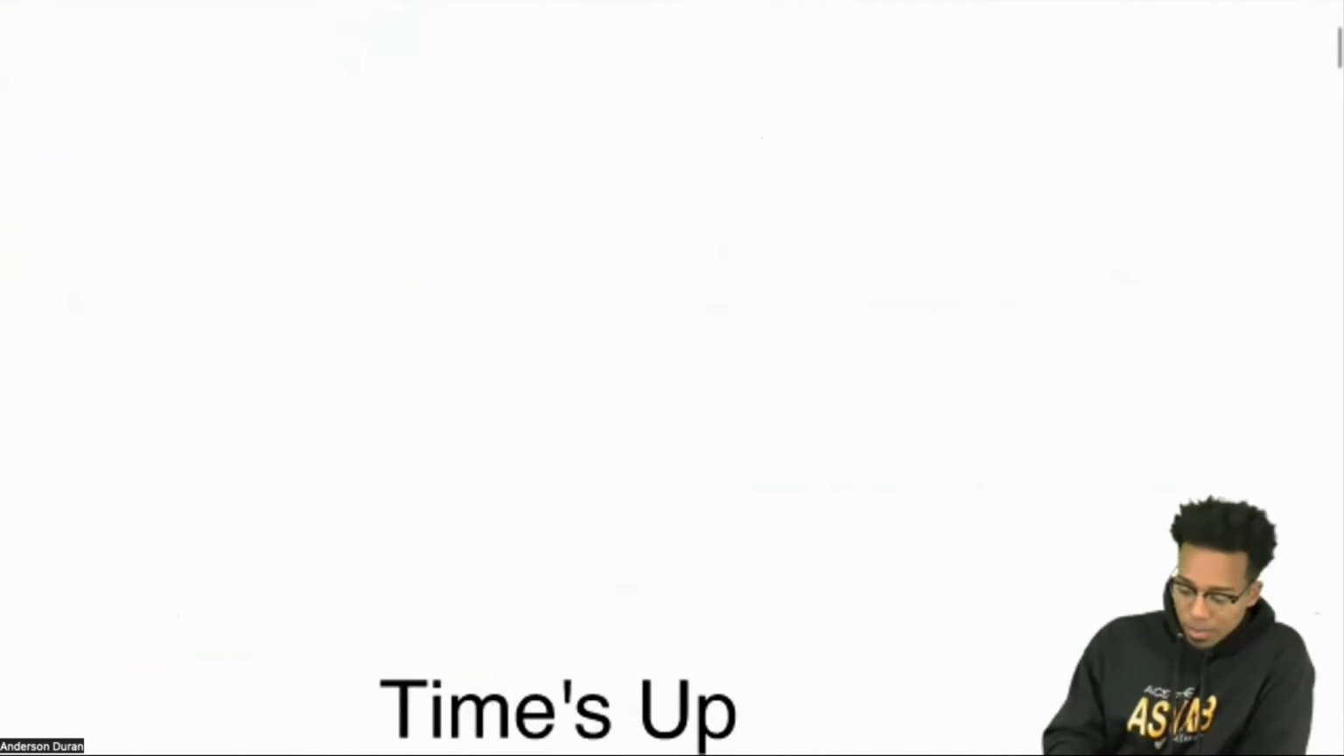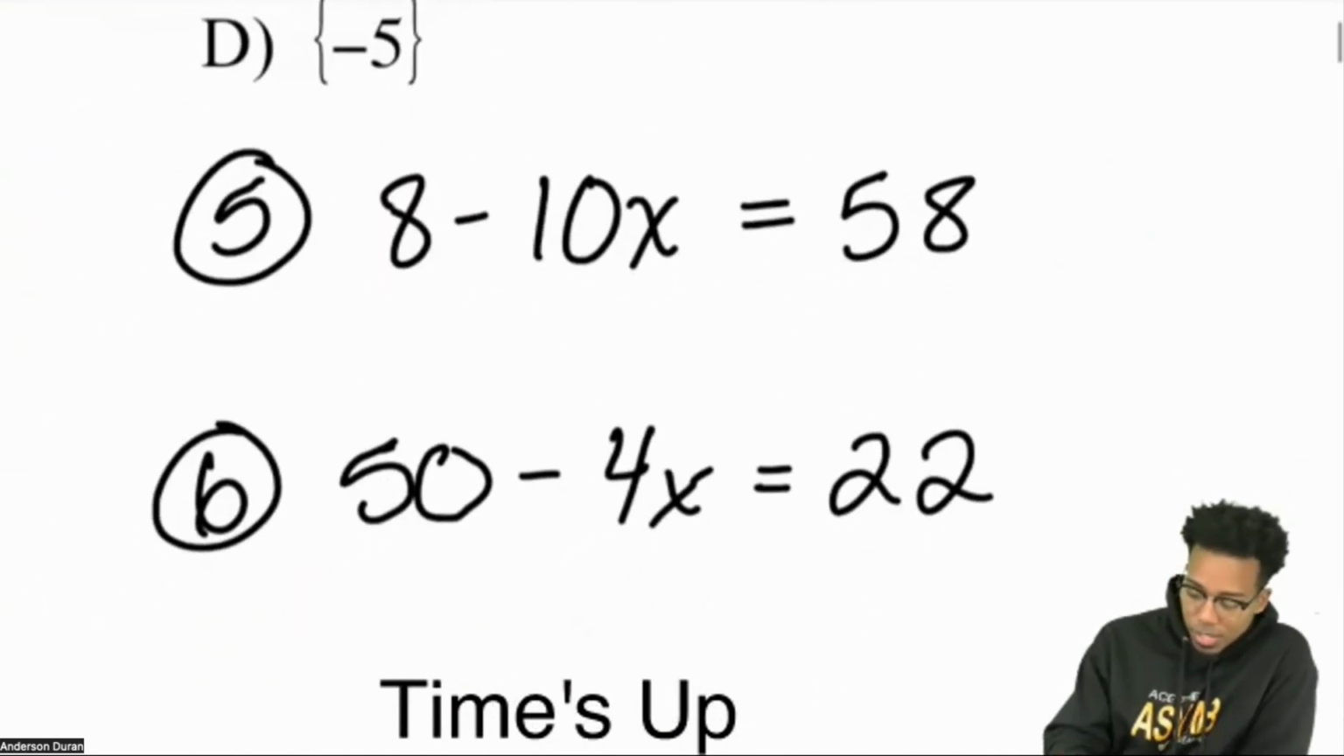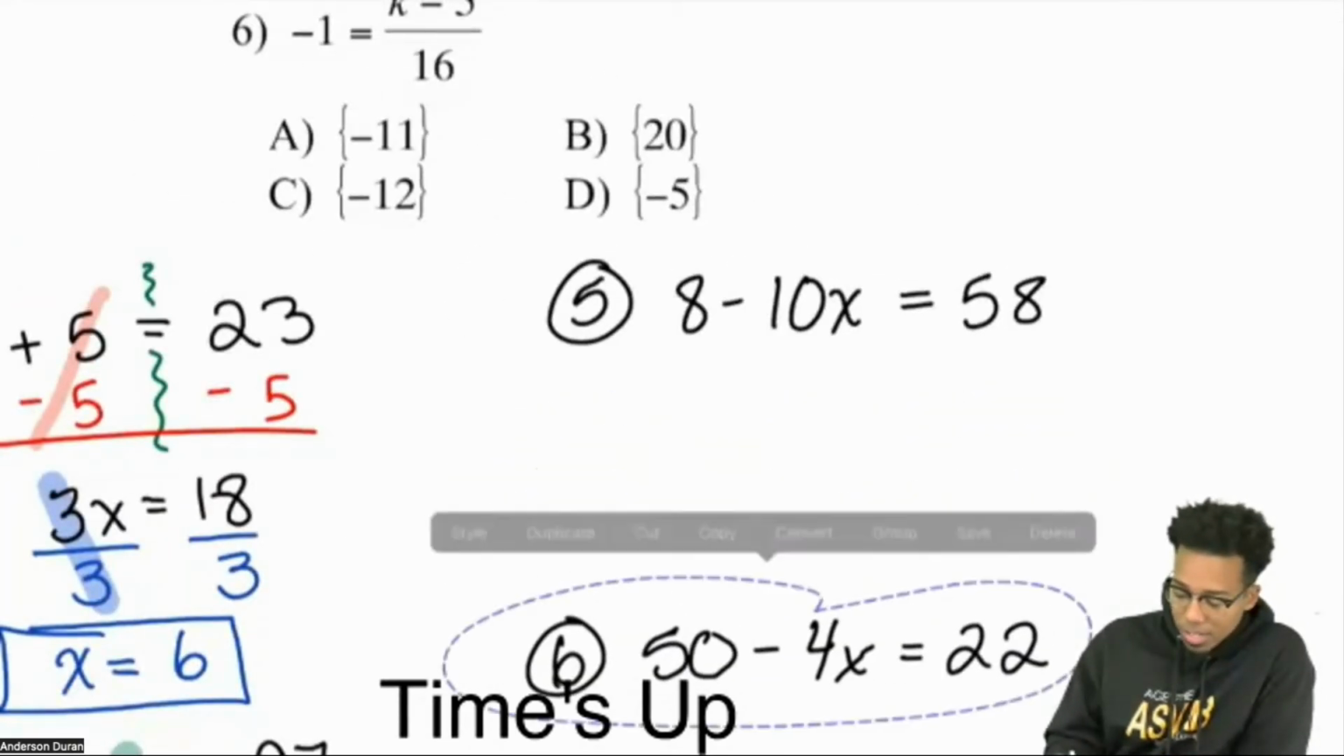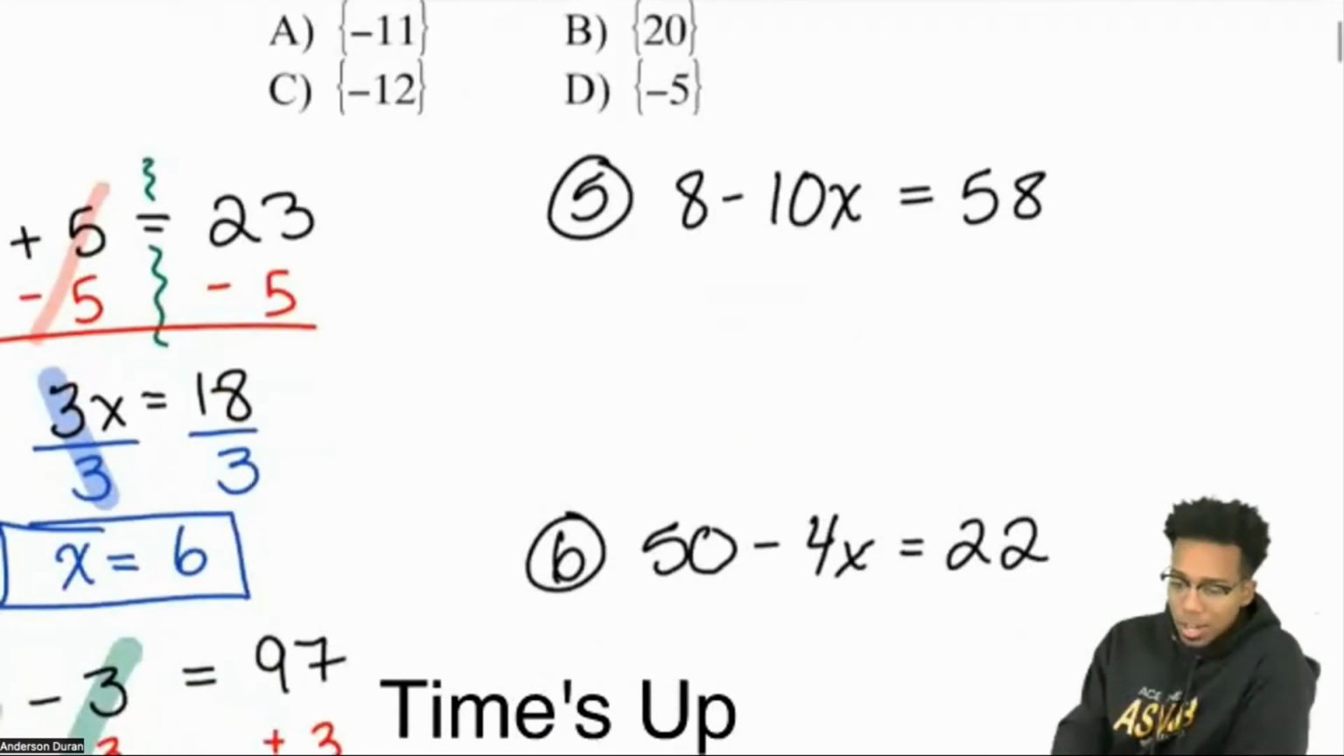Okay, let's go ahead and get into number 5 here. Number 5, then number 6. So these are probably a little more confusing. Yes or no? Do you agree that numbers 5 and 6 are a little more confusing than the other ones that we just saw?